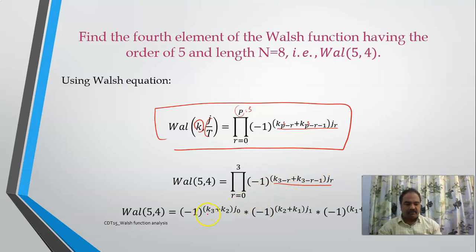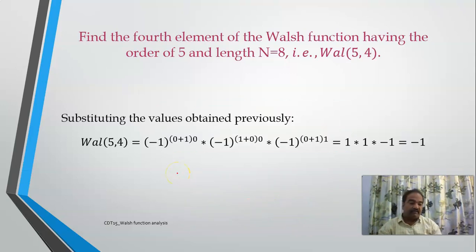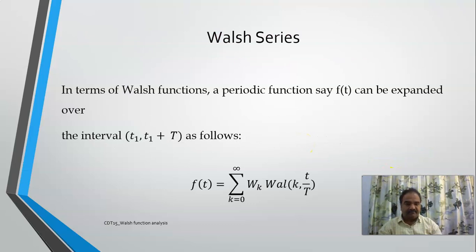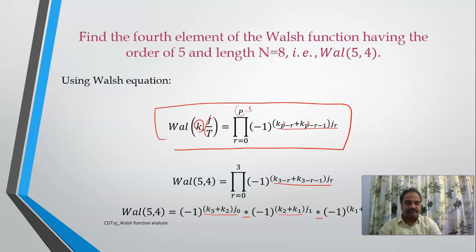If I substitute 0, then I get this value, then the next one and the next two. See, this is not sigma, this is pi, which indicates every term is to be multiplied. And next I substitute k3, k2, k1, k0, whatever the numbers are. If I don't have the number, I take it as 0. If I substitute it, see what value I get here. It is minus 1. In the same way, we will be determining the different coefficients.